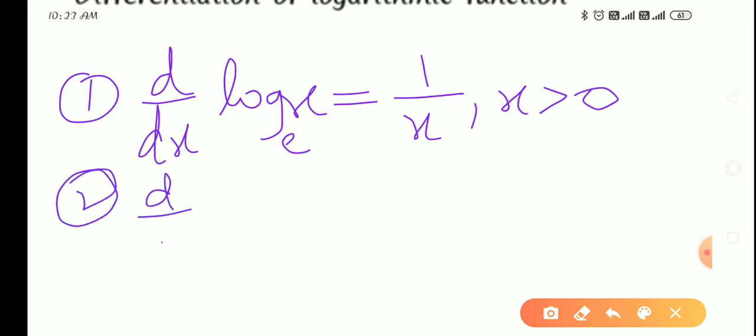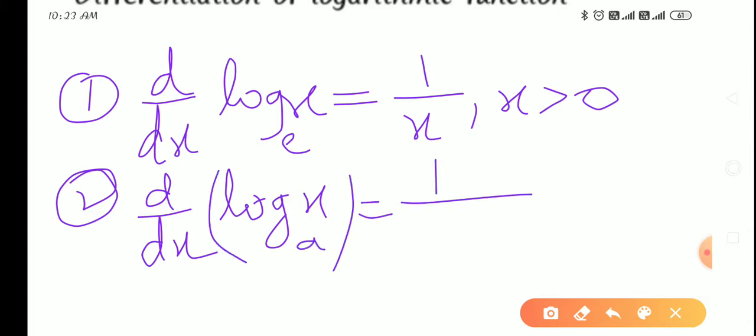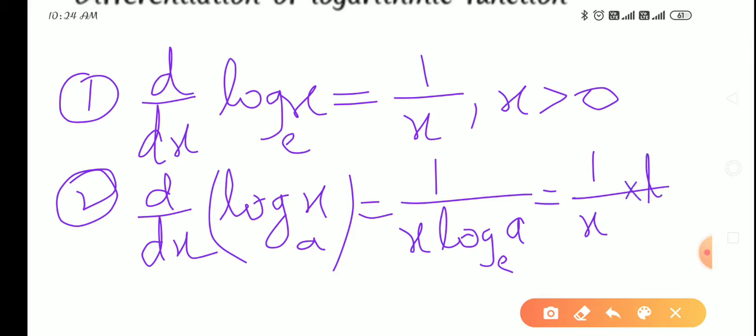Second point, d upon dx of log x to the base a equals 1 upon x log a to the base e, or 1 upon x multiplied by log e to the base a, where x is greater than 0, a is greater than 0, and a is not equal to 1. You have to keep these things in mind.